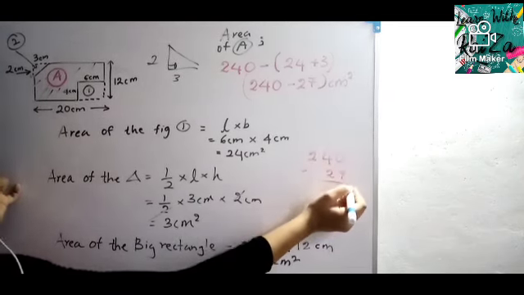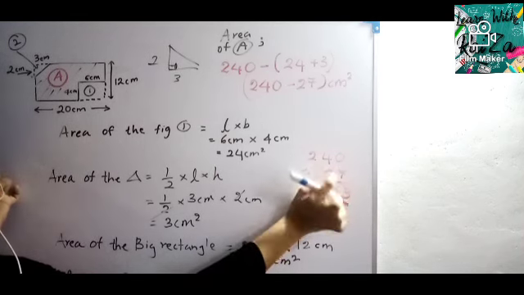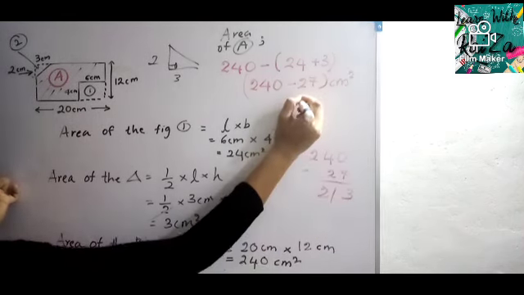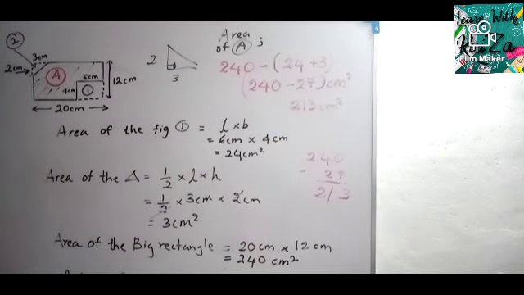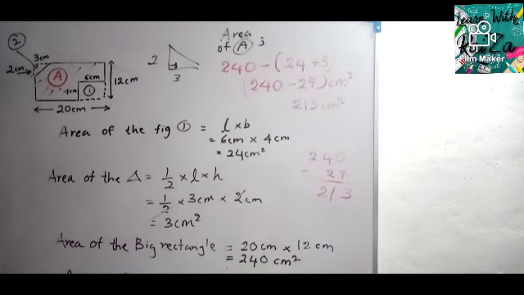10 minus 7 is 3. Here 3 remains. 3 minus 2 is 1, and 2. So the answer is 213 square centimeter. So this is the answer for the area of the portion A.